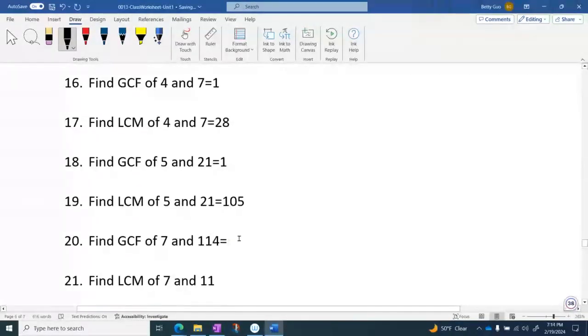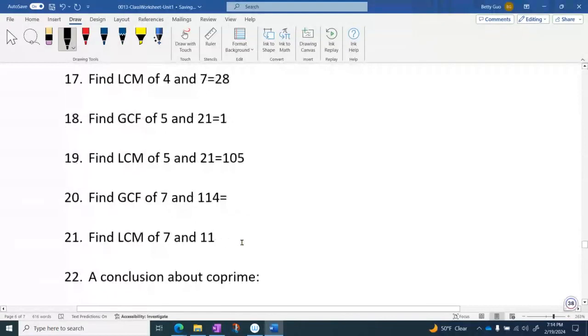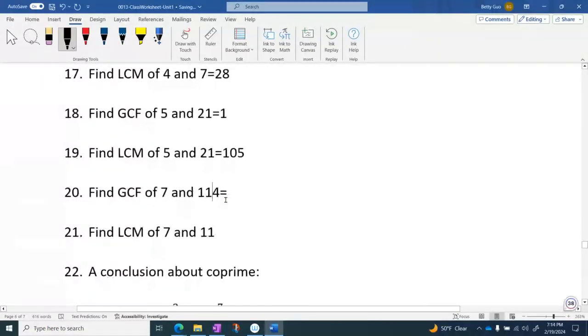What's the GCF of 7 and 14, I believe. No, the 11, my bad. It was 11 there. Let me fix it. What is the GCF of 7 and 11? 7 and 11, what is it?